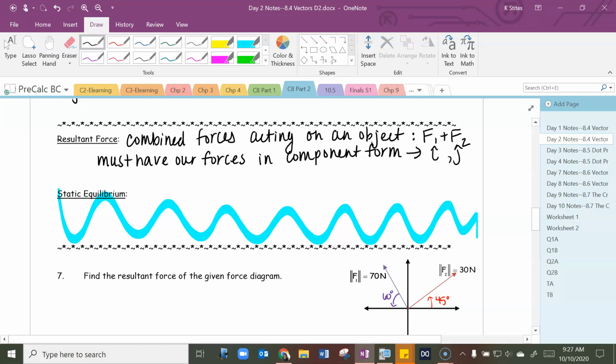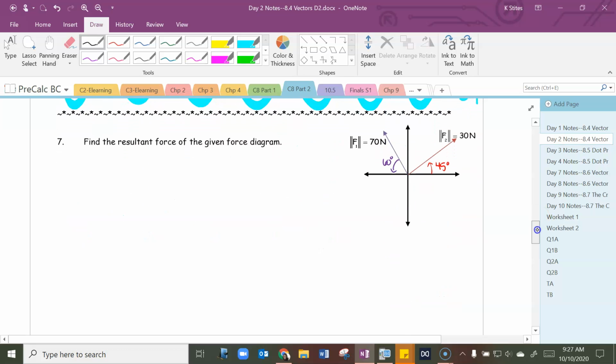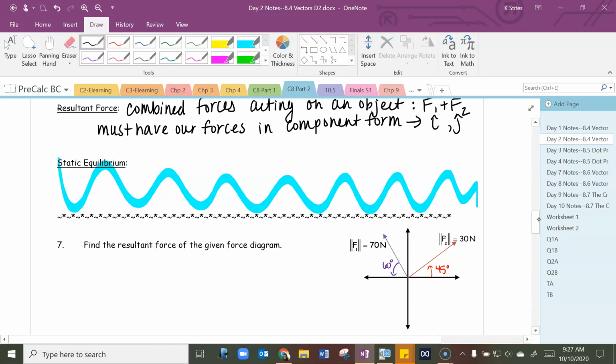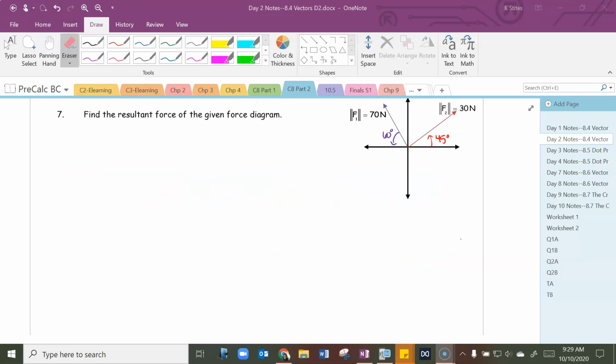All right, so for example, if you come down and look at number 7, find the resultant force of the given diagram. This is not in component form yet. We just have our magnitude and we have our theta. We need to actually do our magnitude cosine theta and magnitude sine theta to find our I and J components, and then we can actually find the resultant force.